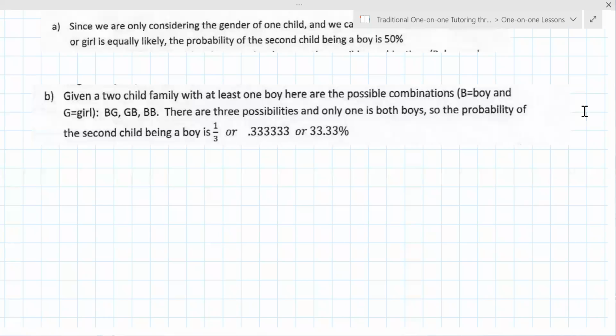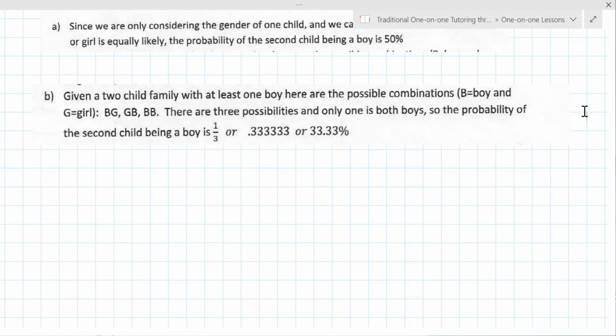Okay, so it says, given a two-child family with at least one boy, here are the possible combinations: boy and girl, BG, GB, BB. There are three possibilities, and only one is both boys. The probability of the second child being a boy is 1 out of 3, or 1/3.